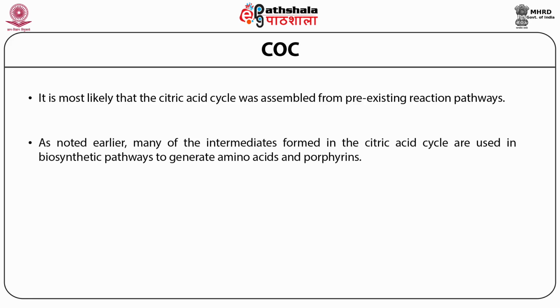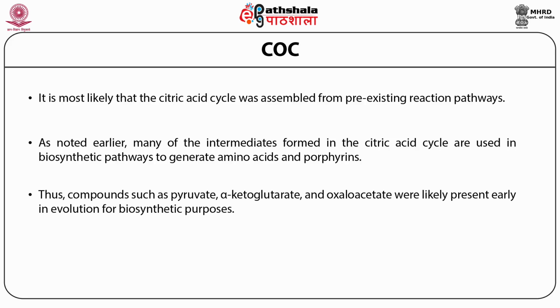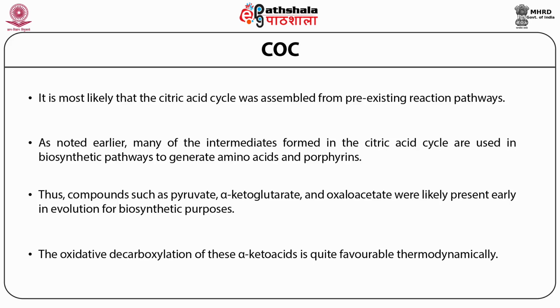As noted earlier, many of the intermediates formed in the citric acid cycle are used in biosynthetic pathways to generate amino acids and porphyrins. Thus, compounds such as pyruvate, alpha ketoglutarate, and oxaloacetate were likely present early in evolution as biosynthetic precursors. The oxidative decarboxylation of alpha keto acids is quite favorable thermodynamically.